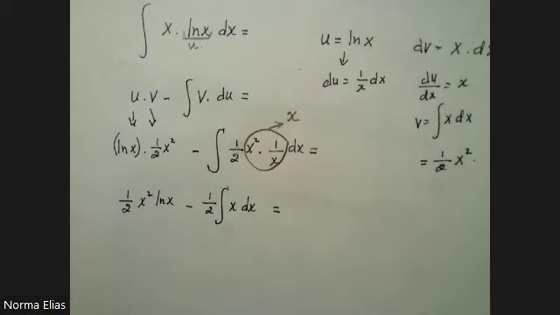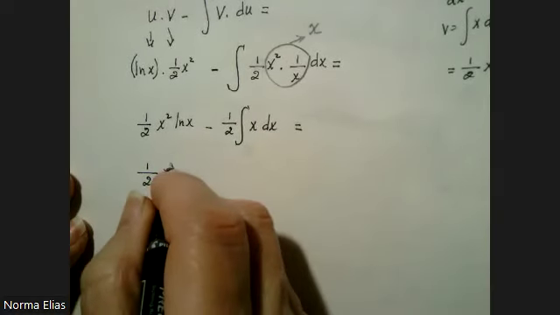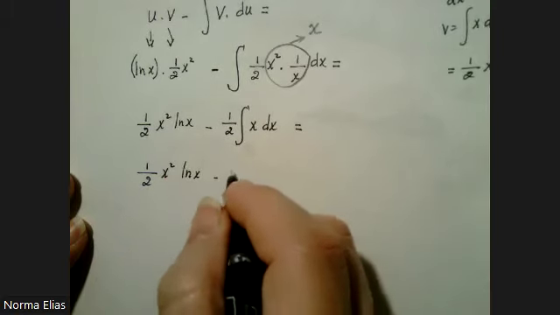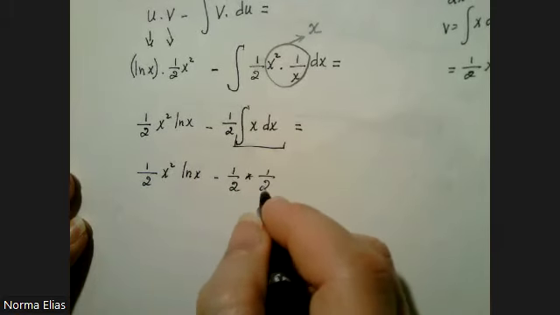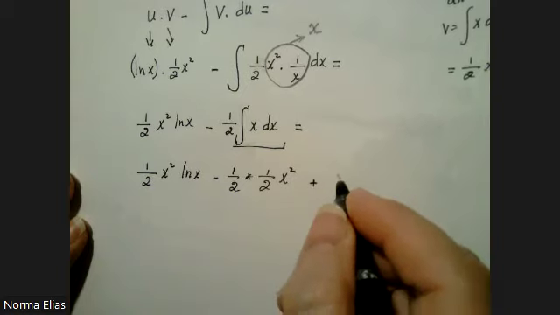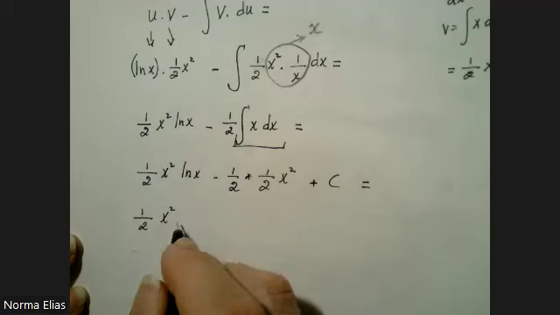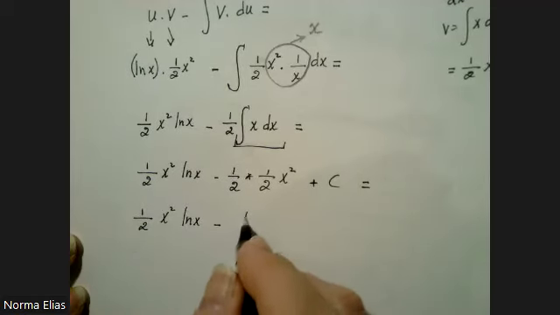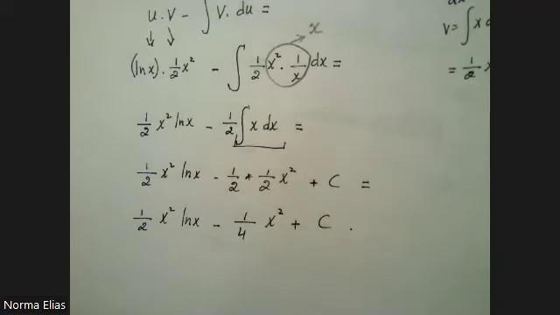Now I don't have any issue with this problem anymore. That's a very easy integral. So finally I will get 1/2 x squared ln of x minus 1/2 times the antiderivative of that, which is 1/2 x squared plus c. So finally I'll get 1/2 x squared ln of x minus 1/2 times 1/2, which is 1/4 x squared plus c. And now, of course, you can differentiate this and you should get exactly x ln of x, no question asked.